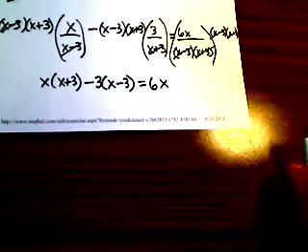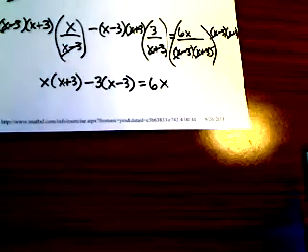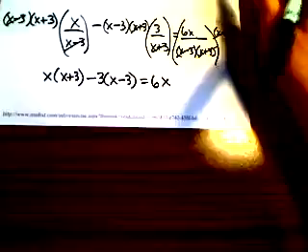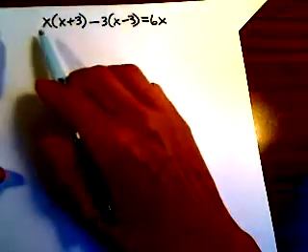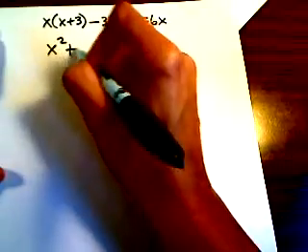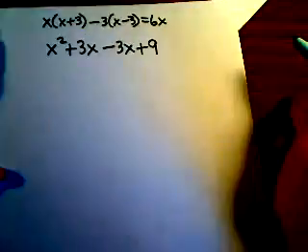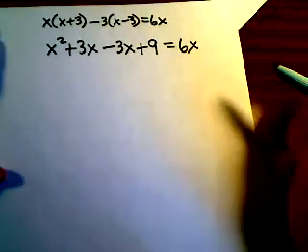And so if we want to solve that, we need to distribute the x and then distribute the negative 3. So we have x times x plus 3, minus 3 times x minus 3 equal to 6x. Okay, so if I take my x and distribute, I have x squared plus 3x, and then minus 3x plus 9, and that's equal to 6x.